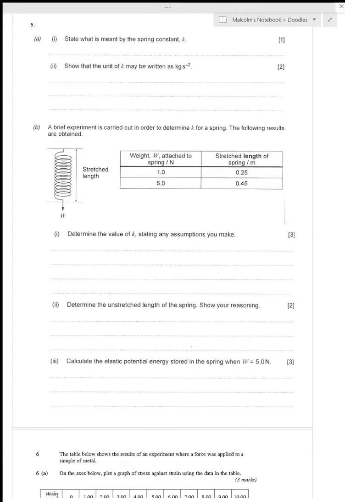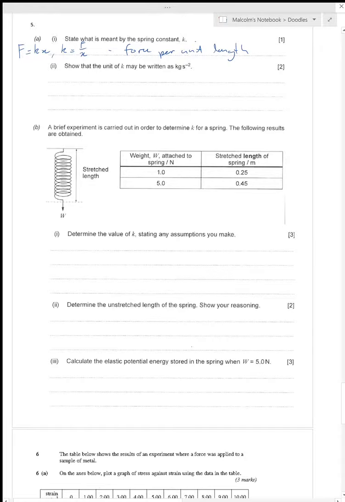Right, this is question 5. State what is meant by the spring constant. The spring constant is essentially defined by Hooke's law here, F equals kx. A quick rearrange tells me that k is equal to F over x. So therefore the spring constant is the force per unit length. And so that should be all we need for our mark.